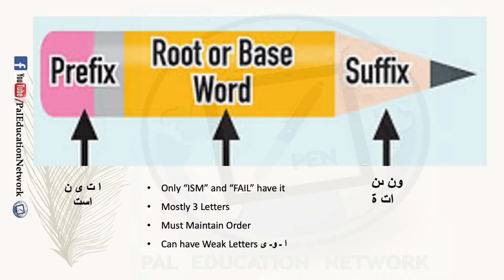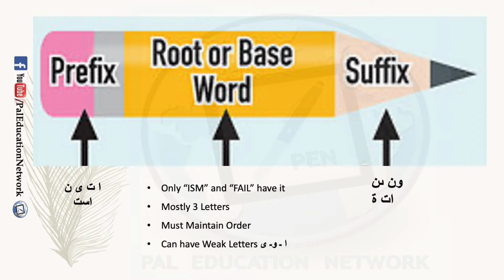Now I want you to note down that in Arabic, only ism and fail have root words. There are 3 categories of words in Arabic. Do you have a pen, sweetie? I want you to write down only 3 types of words in the entire Arabic vocabulary: ism, fail, and harf. Ism means noun, fail means action, and harf means connecting words like wa, ma. So only the ism and fail have root words. The others will not have root words.